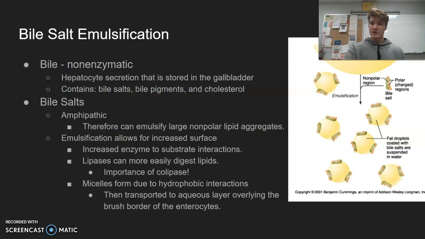Once we have all these subunits broken down and the bile salts still holding things together, these smaller molecules hold together, we have the formation of these micelles. And these micelles then migrate towards the brush layer of the enterocyte, that unstirred aqueous layer, and that's where absorption is going to start.